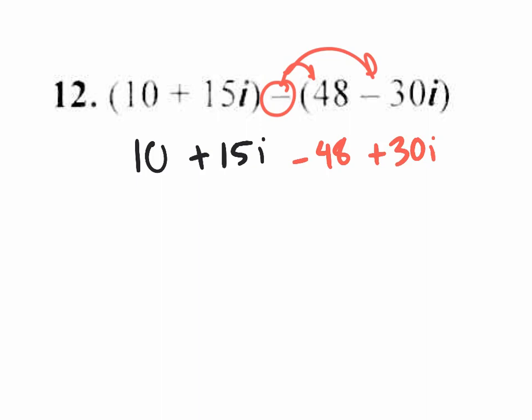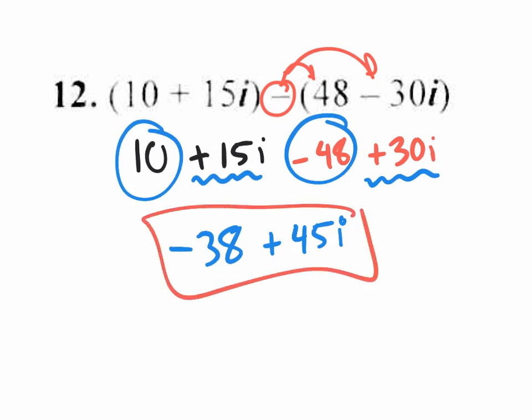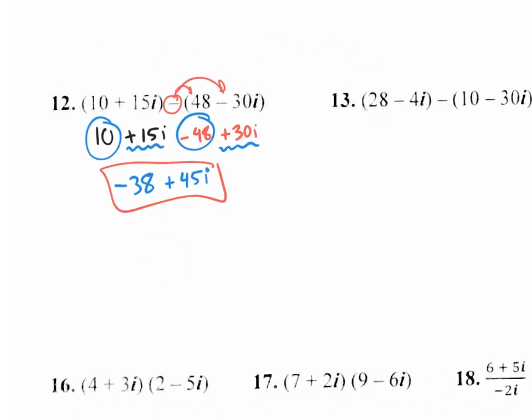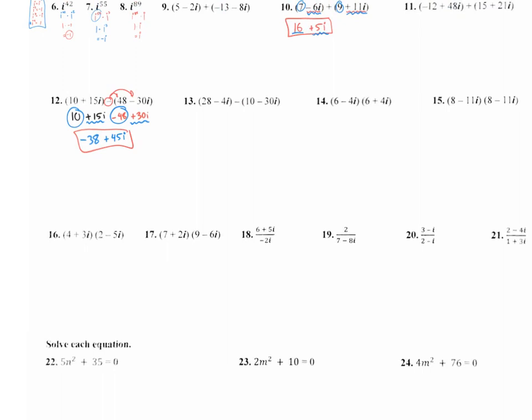Combine like terms to start with the real numbers. 10 minus 48 is negative 38. 15i with the positive 30i, that's going to be plus 45 of those i's. And that's your answer. No distribution. So there's going to be one adding, one subtracting. What else is there going to be? Definitely some multiplying ones.